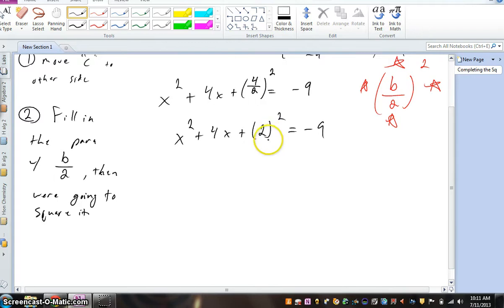So if I throw this 2 squared on the left side, what do I have to put on the other side to balance it? You have to add that 2 squared also, okay? Which, again, is just 4, all right? So I guess step 3 is add b over 2 squared to both sides. Okay.